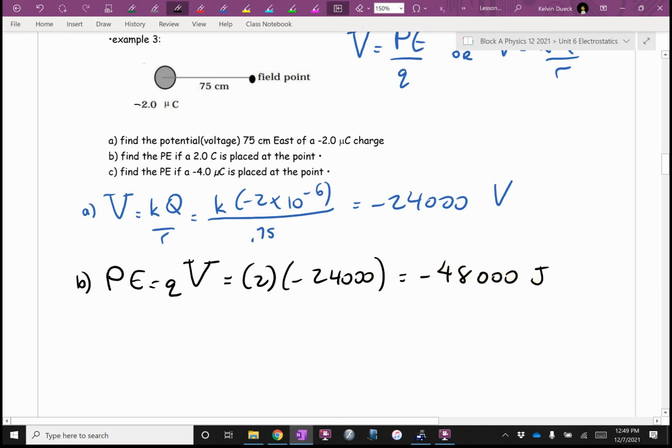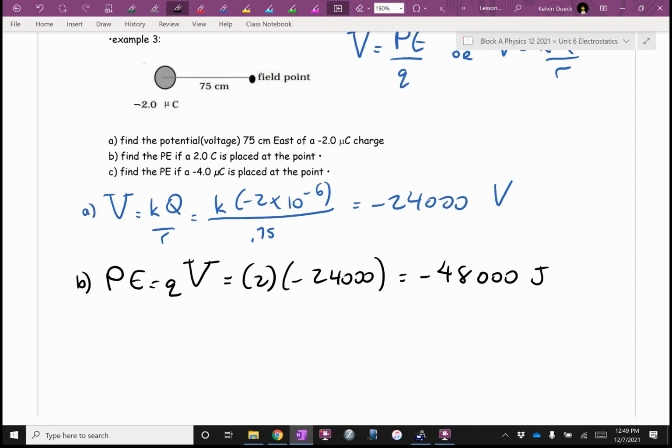Now, what does that mean? That means if I wanted to take this 2 coulomb charge from here out to infinity, to get it to 0, I would have to add 48,000 joules of energy. I would have to do 48,000 joules of work. What if I put a 10 coulomb charge right there? It would take 240,000 joules of energy to get it out to infinity.